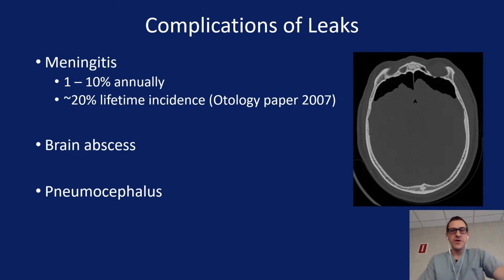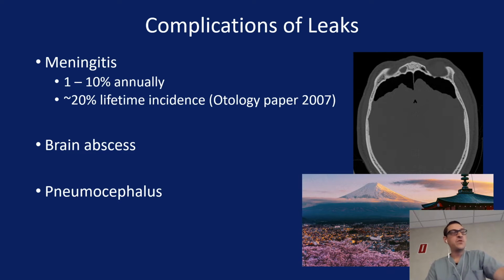Pneumocephalus. This was a patient of ours a couple years ago, tension pneumocephalus. I like it because if people aren't familiar with Mount Fuji, this is the Mount Fuji sign. If you get enough air in the frontal lobe, it tents the brain back and you get these points here. So those are the big ones. That's why we want to repair these.